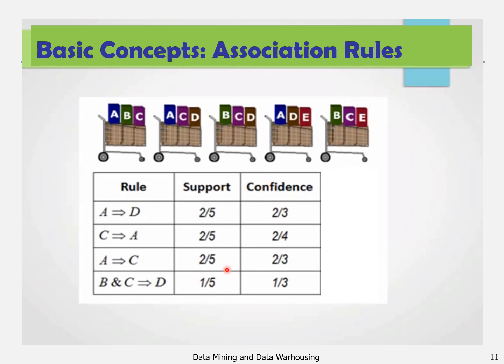This is our support. Now, let's see the confidence. How many times do we have B and C? 1, 2, and 3. And only one of them we have B, C, and D here. So our confidence is 1 out of 3.